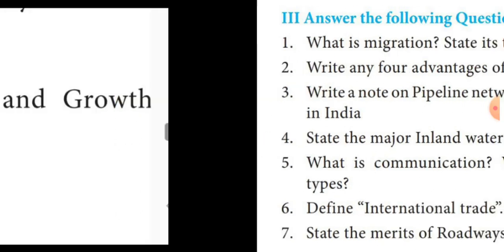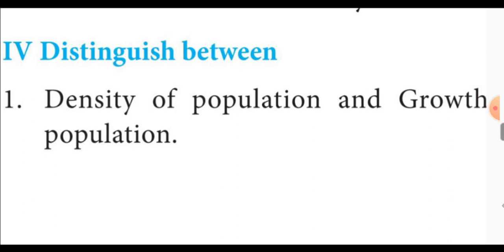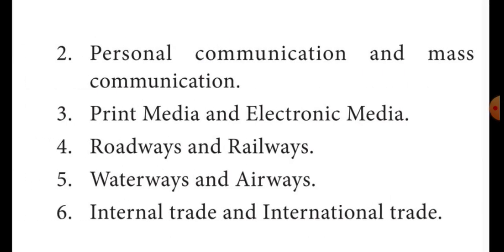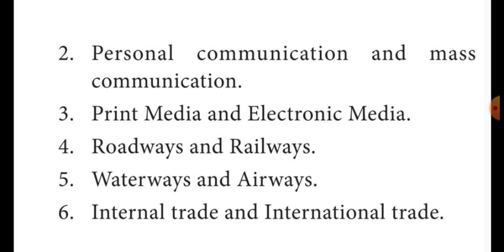Then, Roman number 3, answer the following questions briefly. All the questions I gave. Then Roman number 4, distinguish between. 6 questions are there. Already I gave some questions. Then the 6th question also, internal trade and international trade. All the 6 questions you should refer to the guide. Already I informed you, you should buy the Surya guide. From the Surya guide you should refer to these questions.